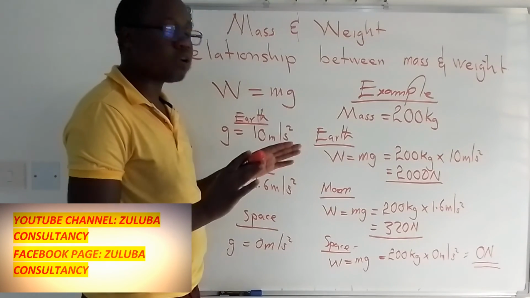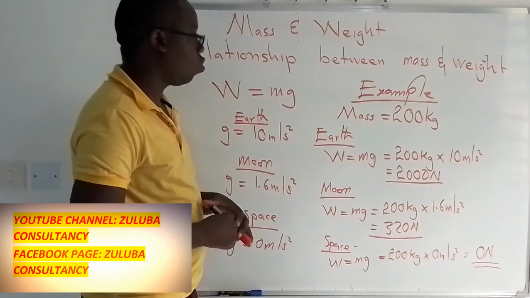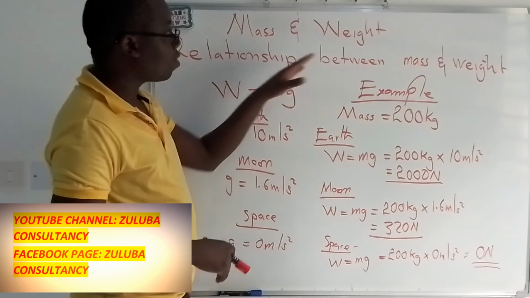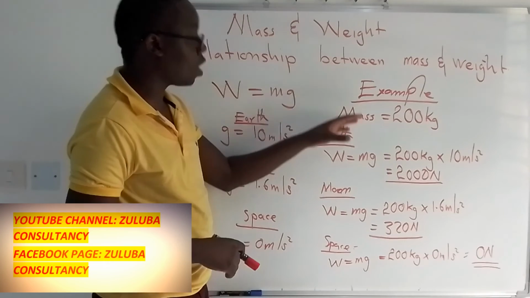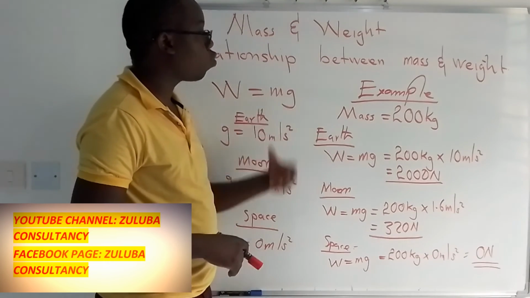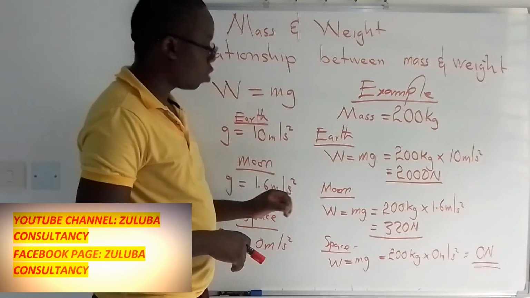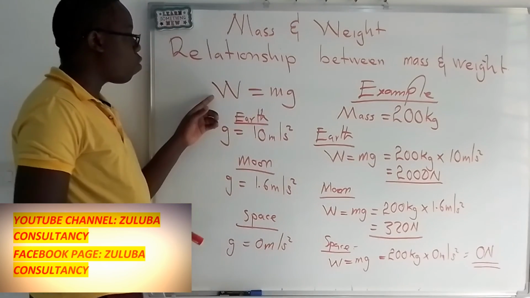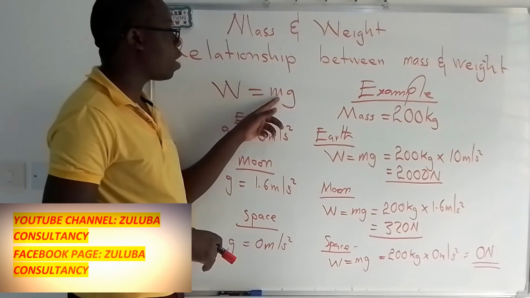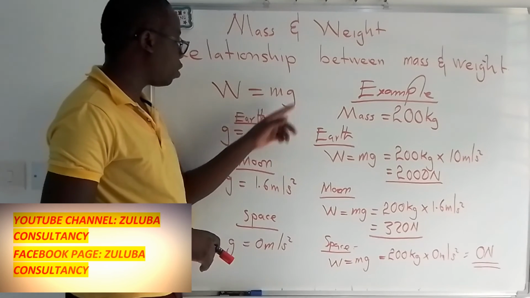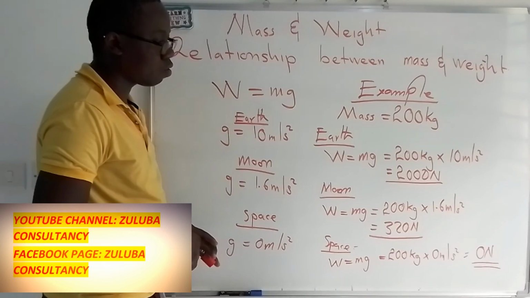And this is because of the difference in the acceleration due to gravity. So this qualifies why we say the mass of an object is the same regardless of the place where the object is, but the weight differs. So remember, the formula for weight is equal to mass multiplied by acceleration due to gravity. Acceleration due to gravity differs from place to place.